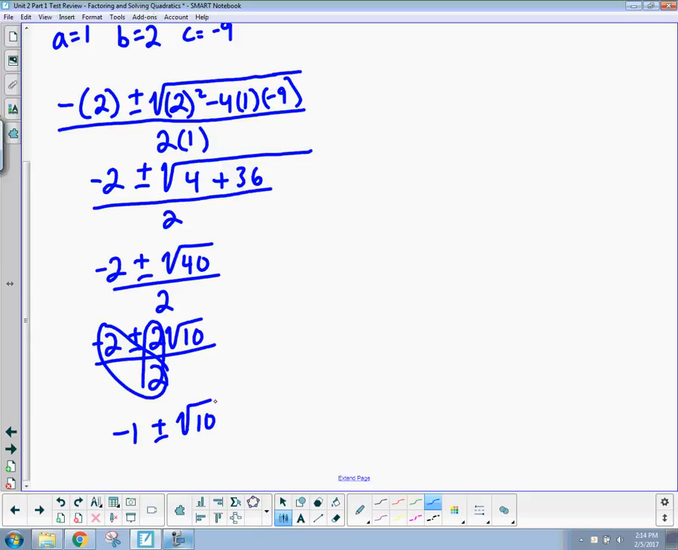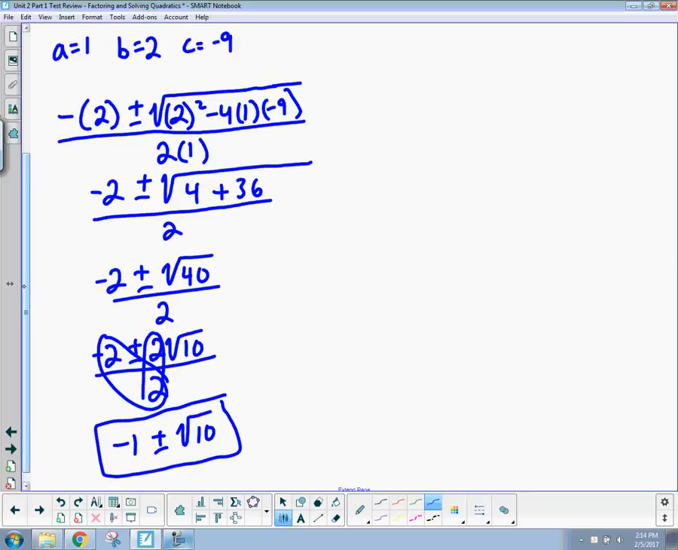I'm going to use that mode thing in my calculator to check. So 1, enter, 2, enter, -9, enter, enter, and yep, I got the right answer.